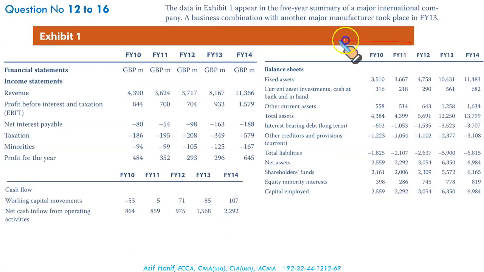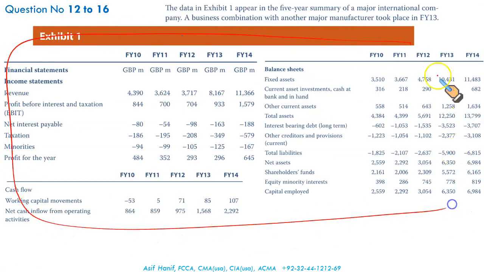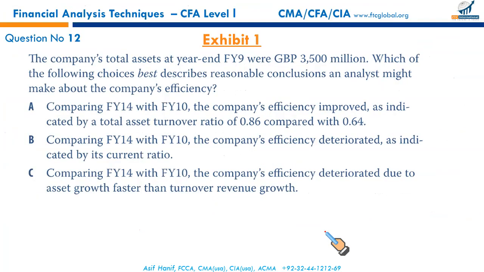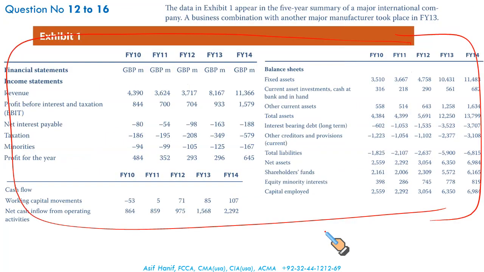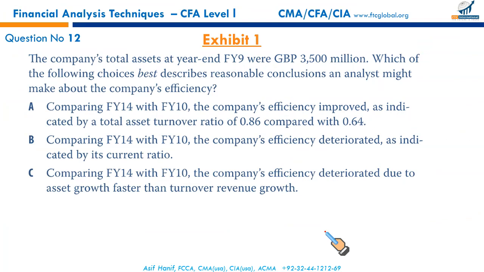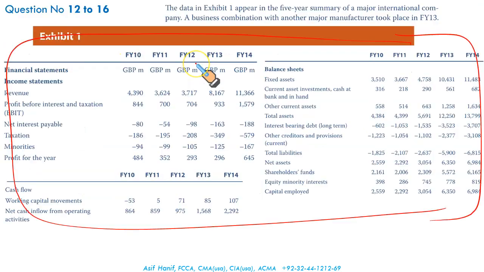Now this information relates to your next 4 to 5 questions. Many aspects of this question we will frequently see back and forth. Questions number 12 to 16 will be covered based upon this exhibit. The company's total assets. Let us first have a look. What are we given? We have been given 5 years of data. The data in exhibit 1 appeared in the 5-year summary of a major international company.